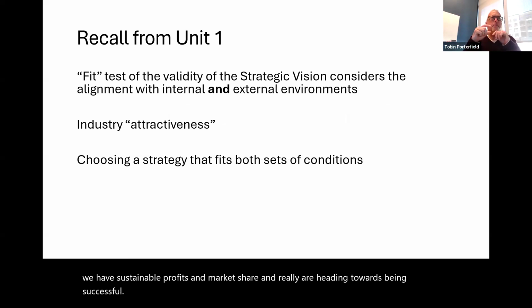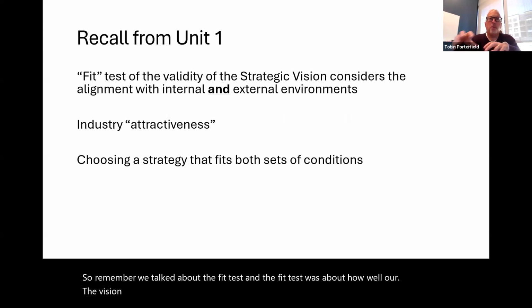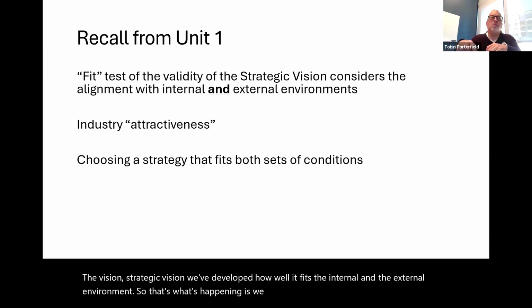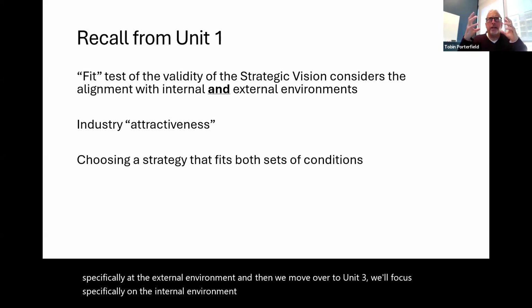So remember we talked about the fit test, and the fit test was about how well our strategic vision we've developed fits the internal and the external environment. So that's what's happening as we move into Unit 2. We're going to look specifically at the external environment. And then when we move over to Unit 3, we'll focus specifically on the internal environment. So get your head in this correctly.